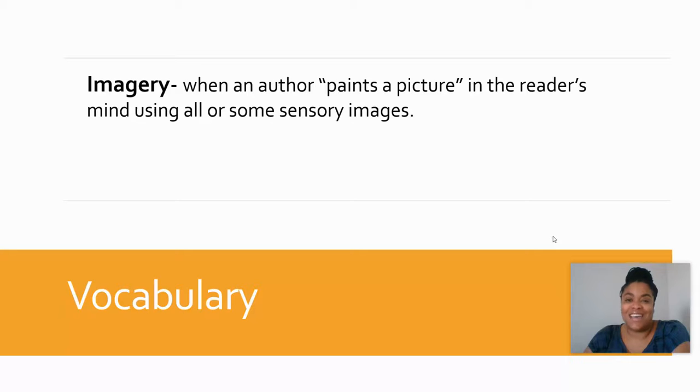Our vocabulary term for today is imagery. What word? Now, scholars, as we discuss imagery, we are going to dive deep into the poem and find out how the author uses imagery within the poem. The definition for imagery is when an author paints a picture in the reader's mind using all or some sensory images. Again, scholars, our focus in today's lesson is looking and identifying ways that the author uses imagery within the poem.